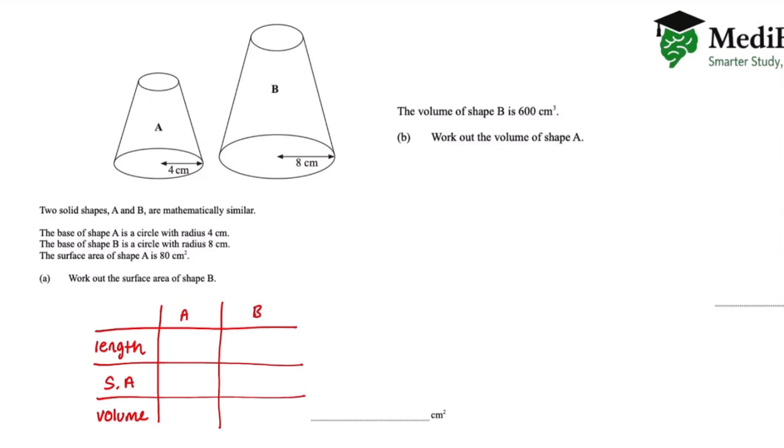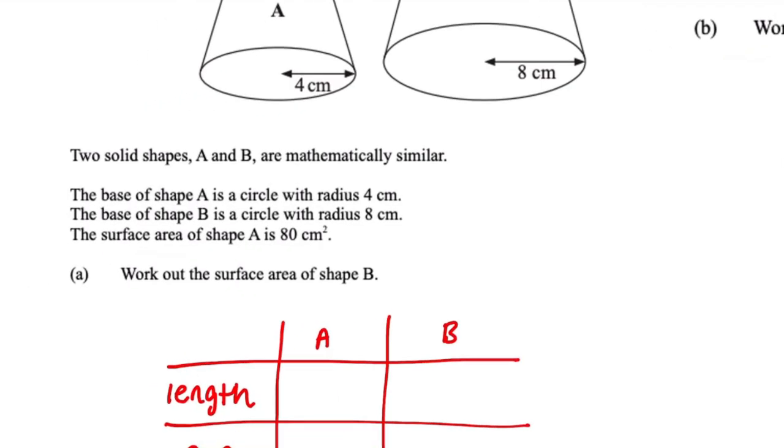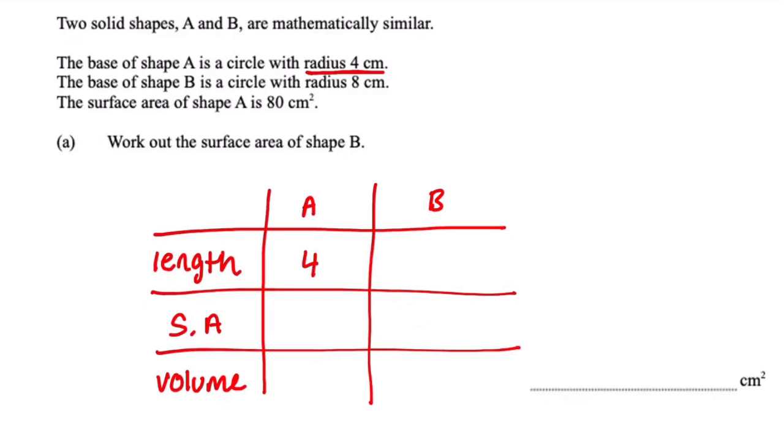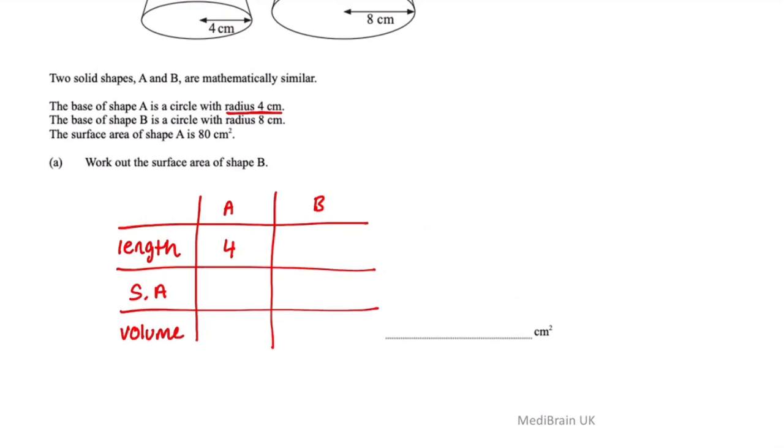So we know that the base of shape A is a circle with the radius of 4 centimeters. So this is the length. When it's talking about radius, that's always the length. So shape A has a length of 4 centimeters, so we're just going to write in 4 there. Okay. The base of shape B is a circle with the radius 8 centimeters. Okay, so we're going to write down 8 over here.